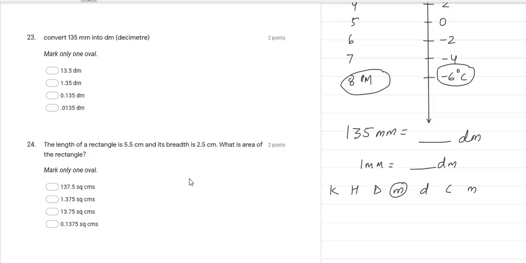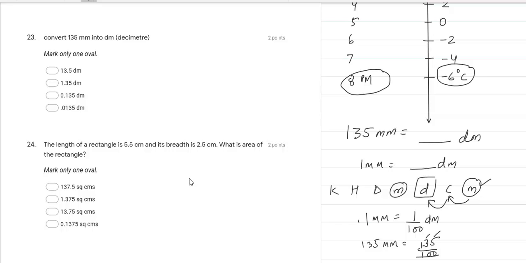So, which position are we at right now? We are at this position. This is the starting point and we have to go till decimeter, the ending point. Again, we are going to the left side, taking 2 jumps towards the left. So we will divide by 10 two times. So the formula for 1 mm will be 1 upon 10 into 1 upon 10, that is 1 upon 100 decimeter. Hence 135 will be 135 upon 100. Cut this, 1, 2, the point will come here, decimeter. So 1.35 decimeter is the correct answer.